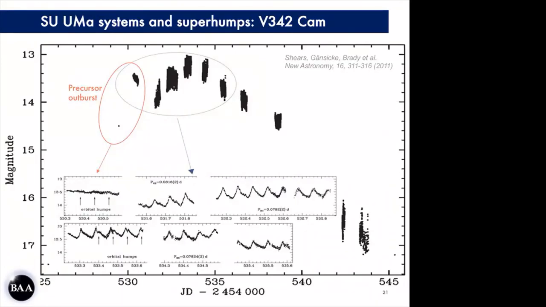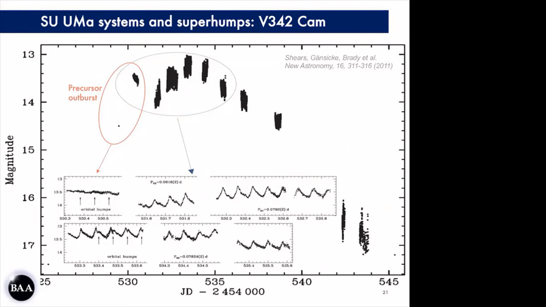And the really interesting thing about these superhumps is that they are very slightly longer than the orbital period of this binary star. Because remember, I explained earlier that dwarf novae, cataclysmic variables, are binary stars with a white dwarf in the centre and usually a red dwarf going around the edge.